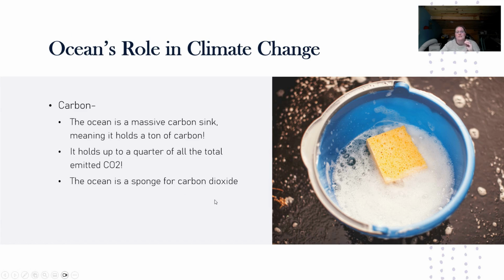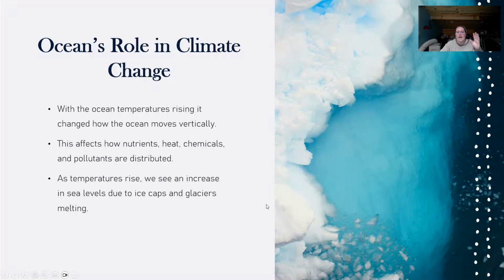The ocean also is known as a massive carbon sink. It holds a ton of carbon. It is a sponge for carbon dioxide. It holds up to a quarter of the total emitted carbon dioxide. But as temperatures rise, we're starting to see a change in what's occurring.